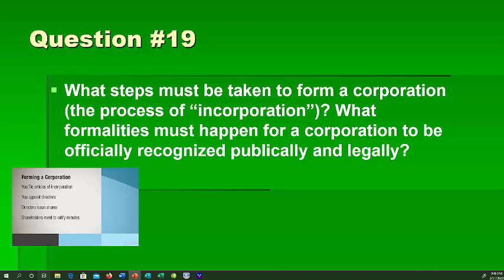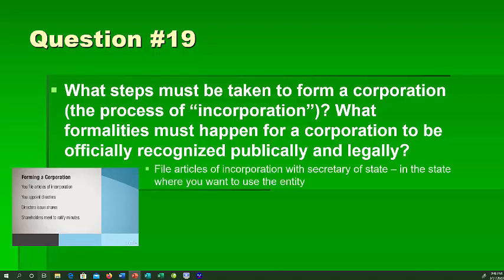So, again, you're going to have founders that are going to be involved in the initial setup of the business. People can be founders, and they can be owners, and they can be directors, and they can be shareholders. Well, it's shareholders or owners, all at the same time.